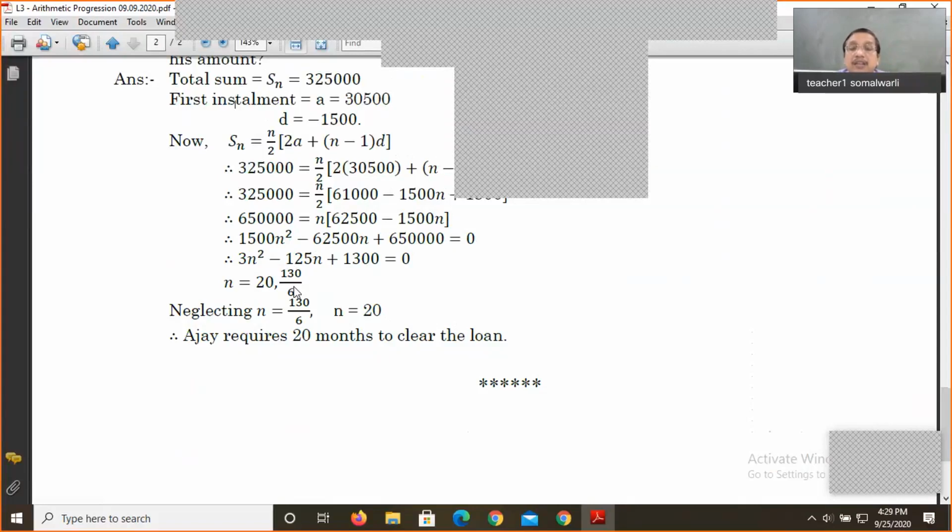But n is a natural number here, the number of terms. It cannot be a fraction. So discarding n is equal to 130 upon 6, and hence what we have to accept? n is equal to 20. So according to the question, how long a period will Ajay require to repay? So Ajay requires 20 months. Total number of installments is 20. So Ajay requires 20 months to clear the loan.